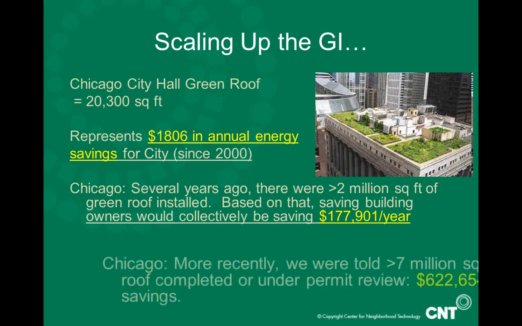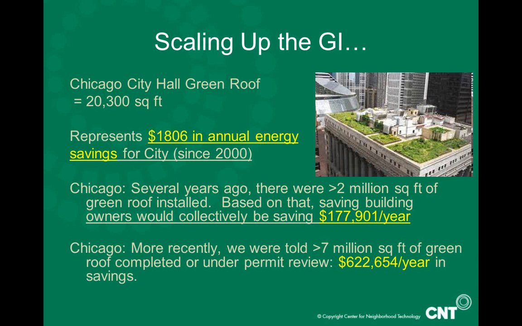million square feet. What I was told even just a year ago was that we were headed towards permitting or completing 7 million square feet of green roof in the city of Chicago, and that shows you just another scaling up. As those things get completed, we're going to get closer to $623,000 a year accruing to the building owners. And again, this is just the green roof and just the winter energy benefit from having a green roof program.